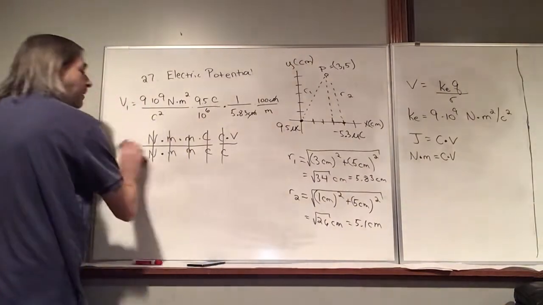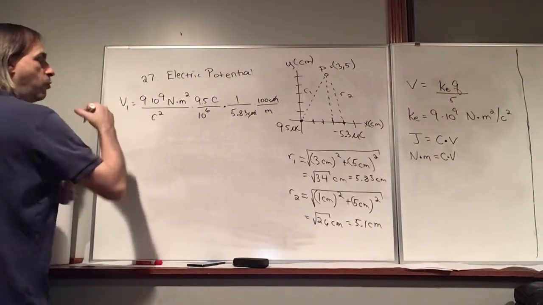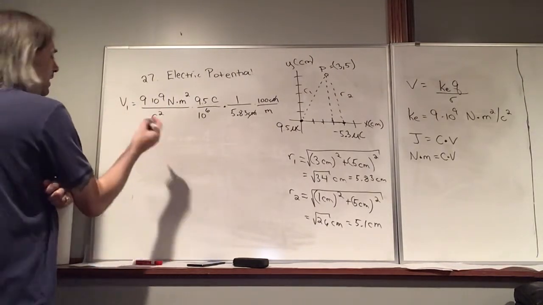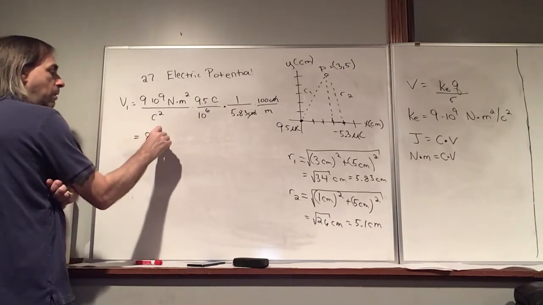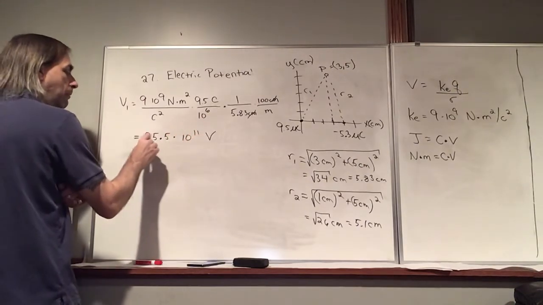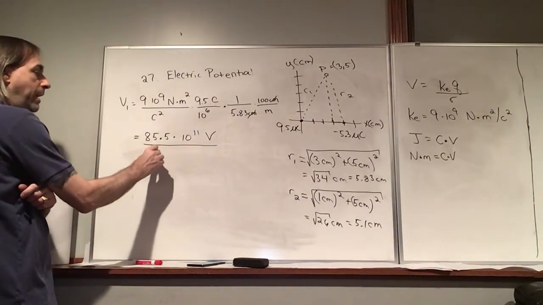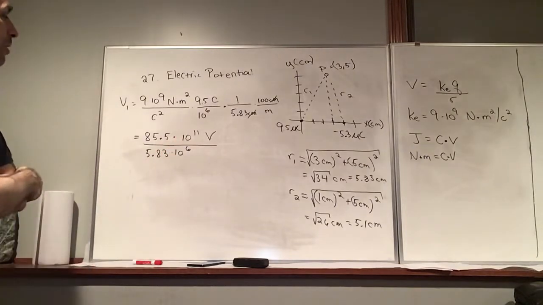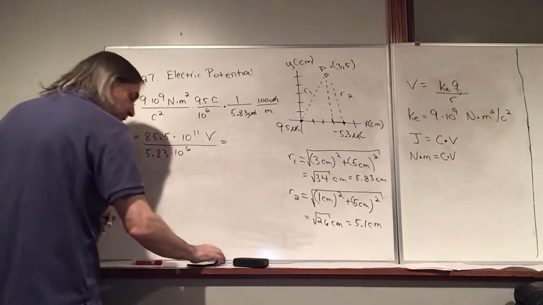So now let's just look at the numbers. We have 9 times 9.5. Well, that's 81 plus 4.5. That's like 85.5 on top. And then times 10 to the 11th. And that's in volts. On the bottom, we have 5.83 times 10 to the 6th power. And so let's just divide this. We'll get 12 or so.